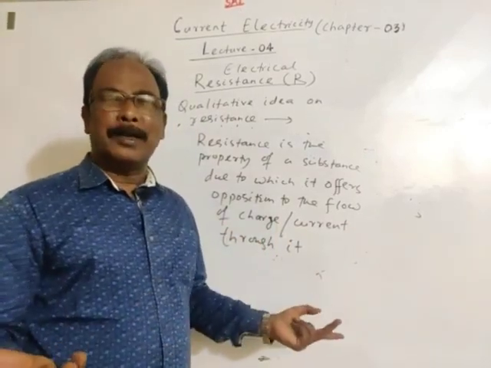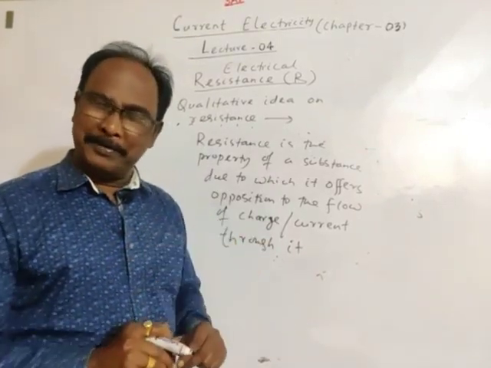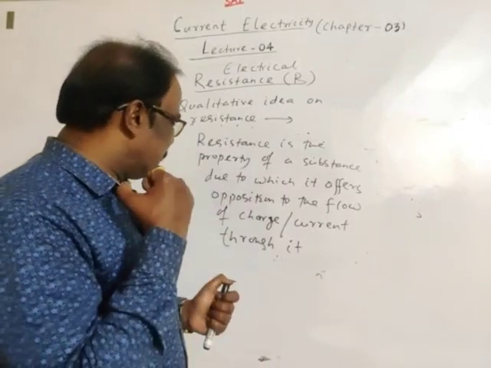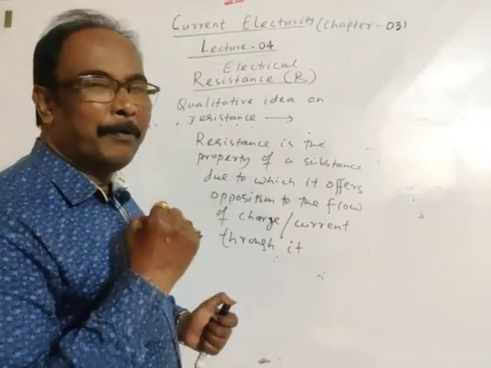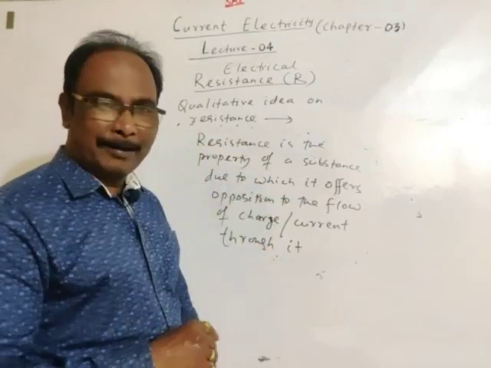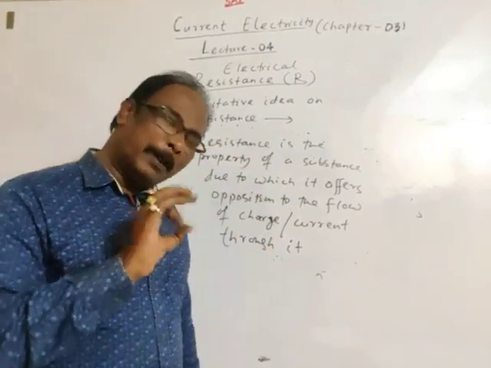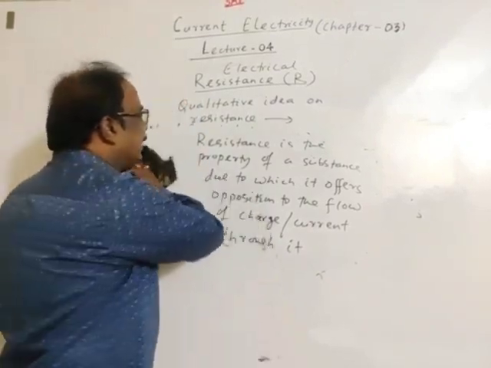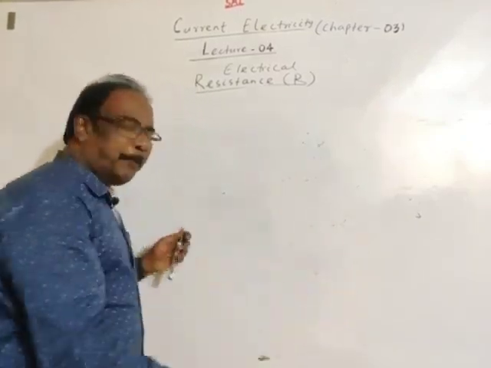Flow of charge alternatively means current. So due to the property of resistance, the motion of charge is opposed, and we say the flow of current is opposed. This is the property of a conductor, or property of a substance; we are considering a conductor. So quantitatively, what is the quantitative definition of resistance?